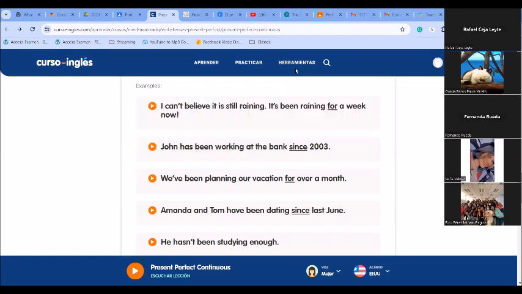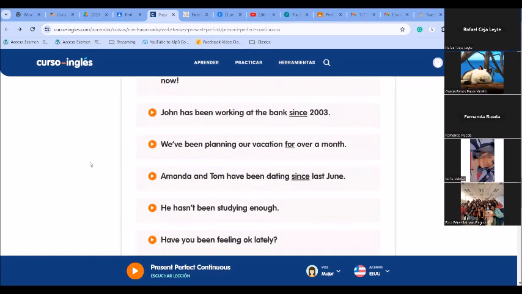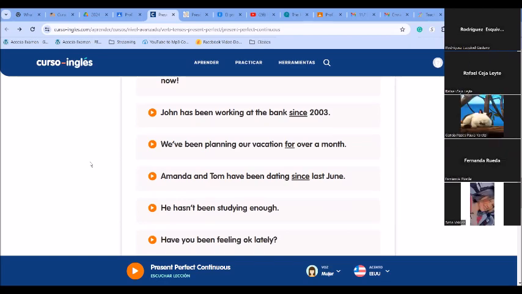John has been working at the bank since 2003. We have been planning on vacation for over a month. Amanda and Tom have been dating since last June. Be careful there. Dating. Amanda and Tom have been dating since last June.